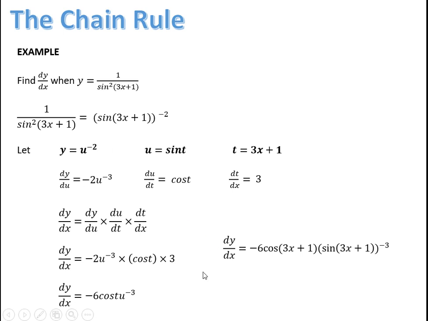Those sexy PowerPoint animations take me a long time, so I haven't put them in here. But if I take out the u first of all, this becomes minus 6 cos t times the sine of t all to the power of minus 3, and then replacing the t's with 3x plus 1, I get minus 6 cos 3x plus 1 times sine 3x plus 1 all to the power of minus 3. Dealing with the minus 3, it's the same idea as at the start: just stick it on the bottom. It simplifies it a little bit. You can put the minus in front and simplify it even more, but something like that is all that we're looking for. So that's the idea of chain rule.